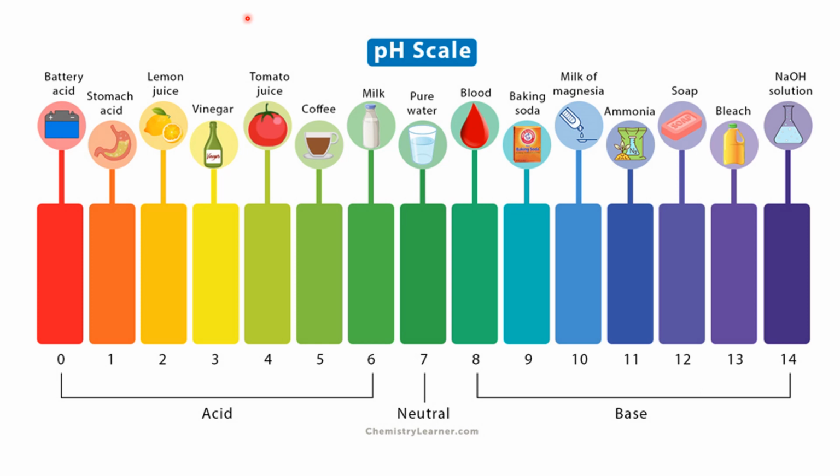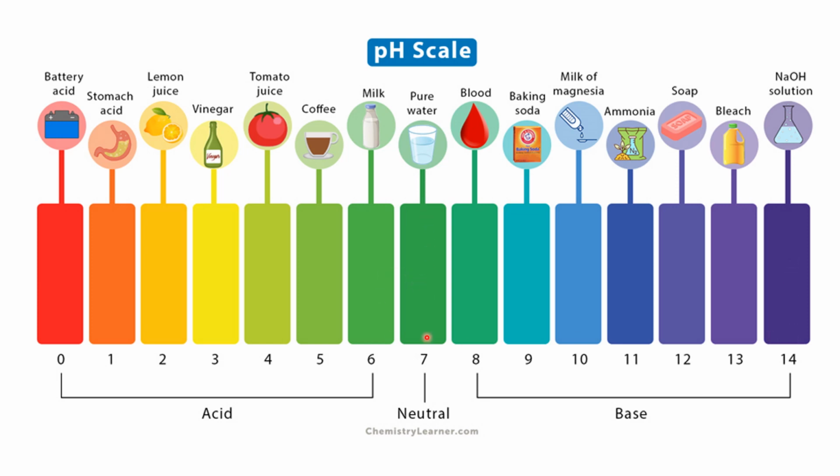This is the pH scale from 0 to 14. And these are examples of common substances like food and chemicals and their position on the pH scale. Battery acid, that is very acidic, is at a pH of 0. And sodium hydroxide solution, that is very basic, is at pH 14.